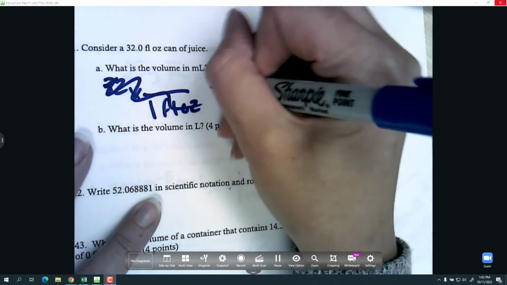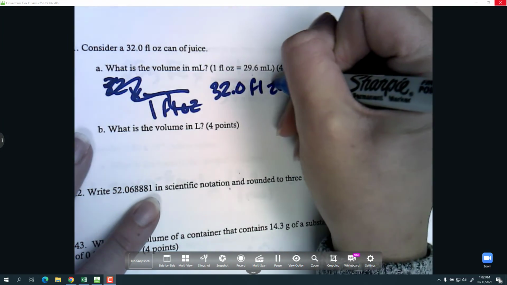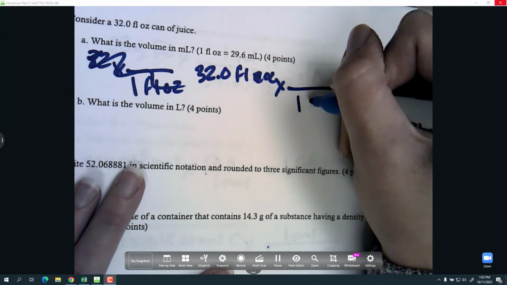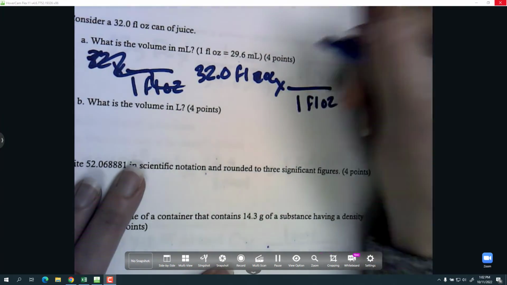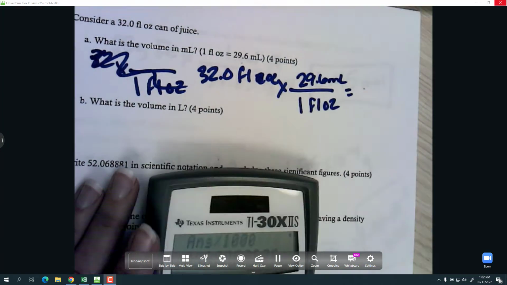Okay, I didn't write my unit. Fluid ounce. All right, now I can put 1 fluid ounce down here, 29.6 milliliters on top, and that says I should multiply.